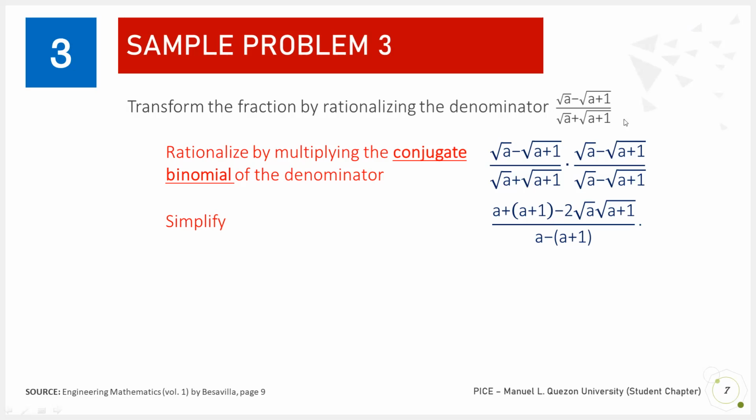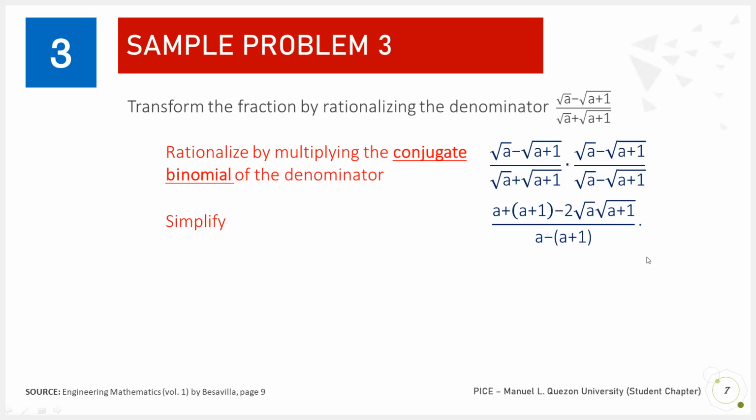This is identical kapag minultiply naman natin yung ating second term sa numerator doon sa first term ng ating conjugate binomial, which is square root of a. So that explains kung bakit negative 2 square root of a plus 1. Kasi identical lang yung lalabas kapag minultiply yung first term ng numerator sa second term ng conjugate binomial, tapos yung second term ng ating numerator sa first term ng ating conjugate binomial.